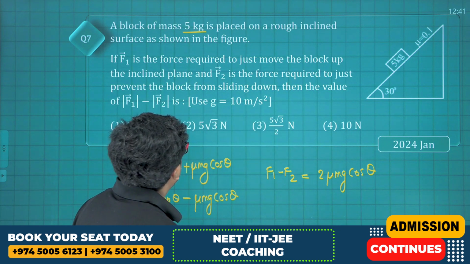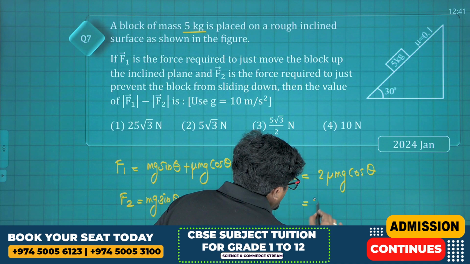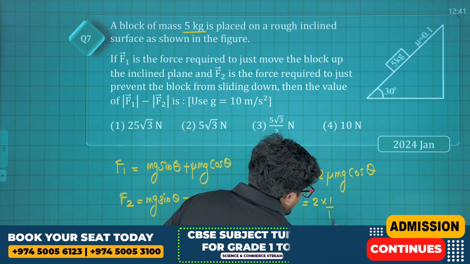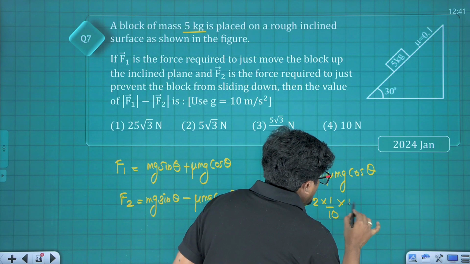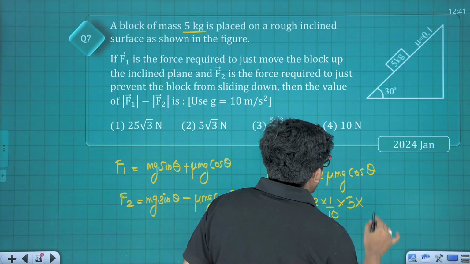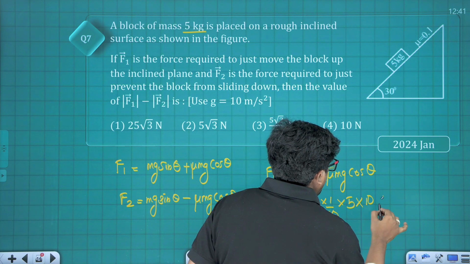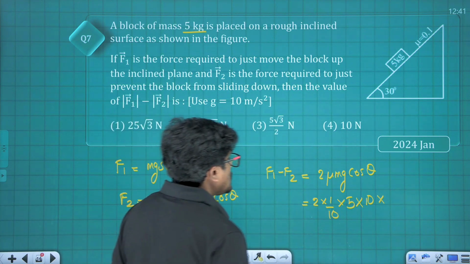Alright. We are provided the value of mu, yes. So here this is going to be 2 into mu, which is 1 by 10. M is 5. And acceleration due to gravity is 10. And cos of theta is root 3 by 2.